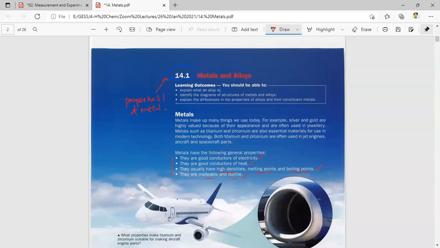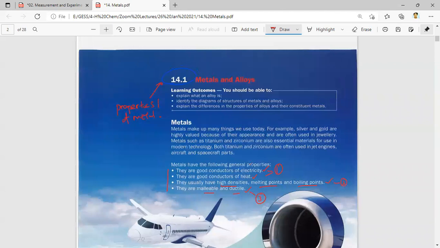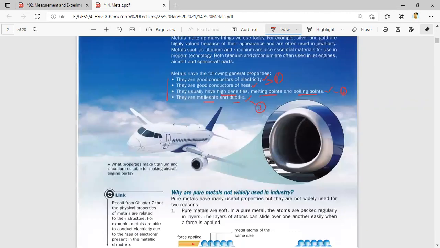So take note. My suggestion would be, instead of listing them as 4 different points, link it up as 3 different points. So these 2 together, point 1. This itself is point 2. This is point 3. These 3 points over here are the general properties of metals, and the explanation itself also will follow accordingly.